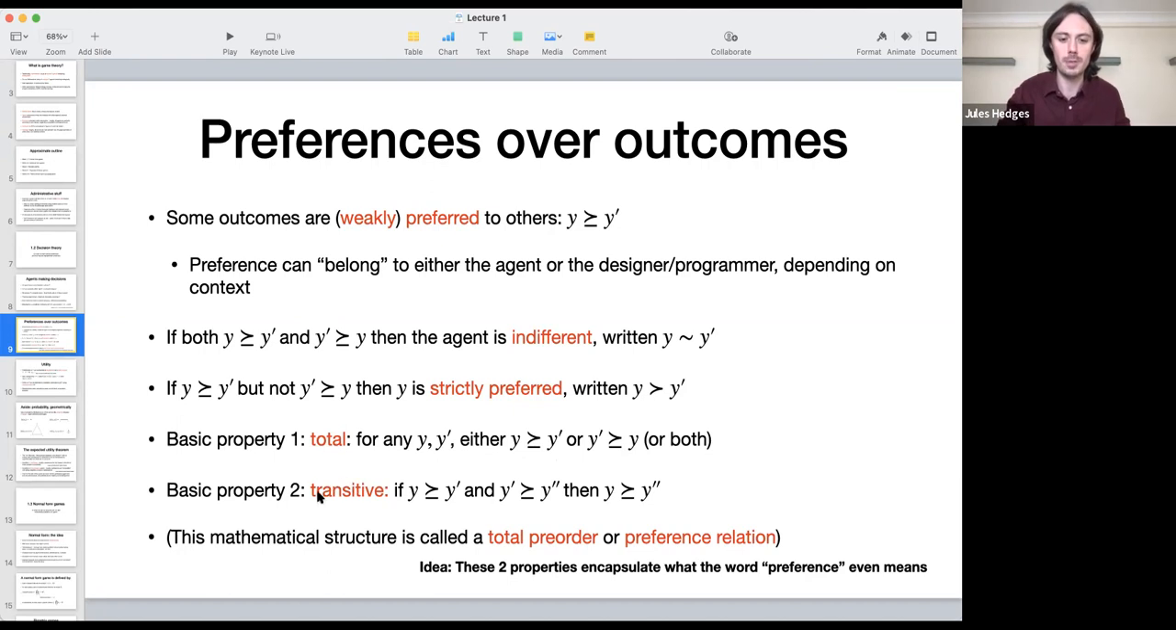That first thing is called totality, the totality of the preference relation. The second property is called transitivity, which is that if y is weakly preferred to y prime and y prime is weakly preferred to y double prime, then y is weakly preferred to y double prime. So you're not allowed to have loops in your preferences. This thing forms a mathematical structure which is called a total preorder or a preference relation. This is a minimal definition of what preference can even mean in abstract terms.